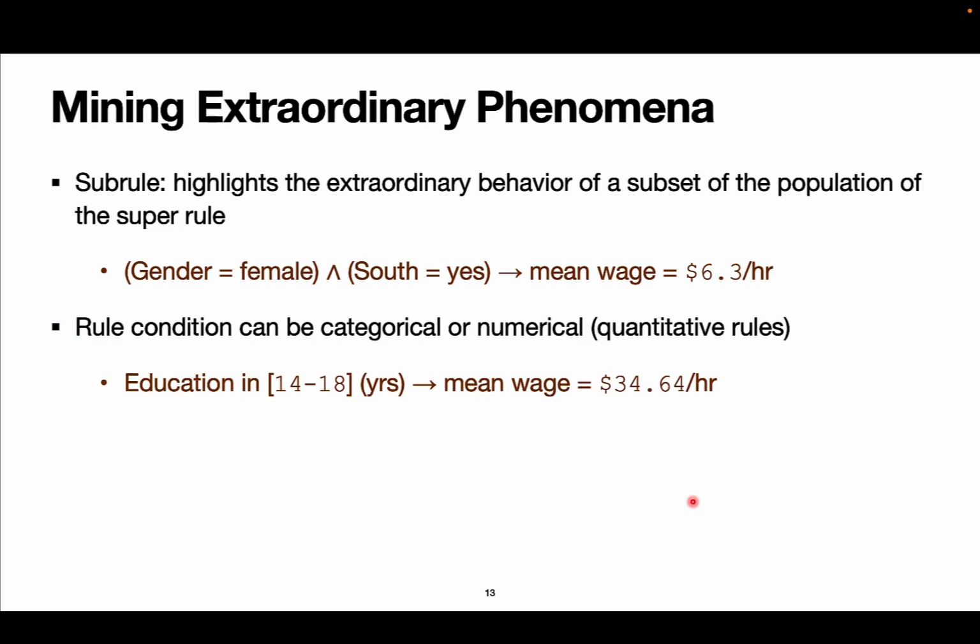More on mining extraordinary phenomena, we can also explore sub-rules to analyze smaller subgroups. For example, gender equals female and south equals yes, then the mean wage seems to be even lower, 6.3. Or for a quantitative attribute like education in number of years, it implies a certain mean wage. So sub-rules let us drill down into these subsets of the population and see how patterns can change under different conditions.